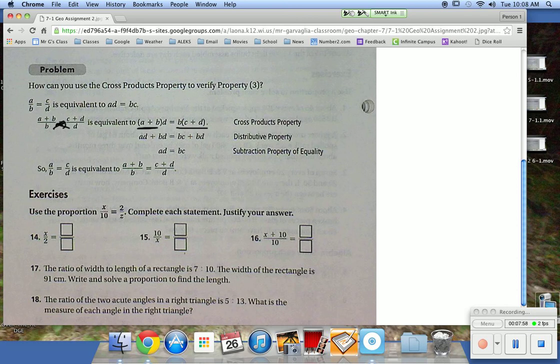Distribute the d through the parentheses. We come up with AD plus BD. And a b through the parentheses, BC plus BD. We distribute. Notice what happens in this case here. We have a BD, a plus BD on both sides. If we subtract out BD on both sides, that goes away. We're left with AD equals BC. So what does that tell me?